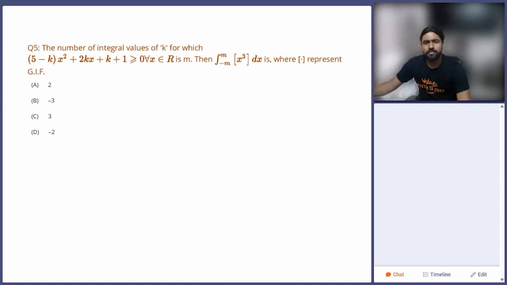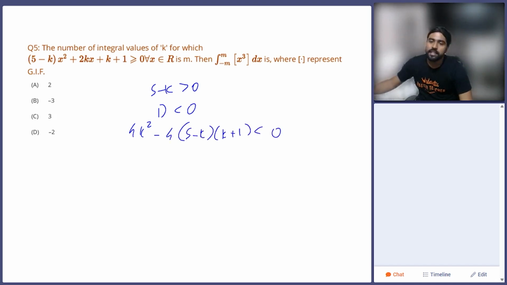Okay, so anytime you have a quadratic expression that is always positive, we know that you need to ensure that your leading coefficient, 5 minus k, is greater than 0. That's a positive value, and your discriminant is negative. What is the discriminant? That is b square, 4k square, minus 4 into a, which is 5 minus k, into c, which is k plus 1. This has to be less than 0.